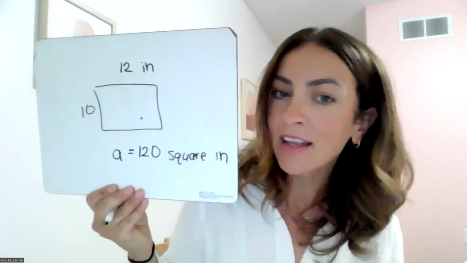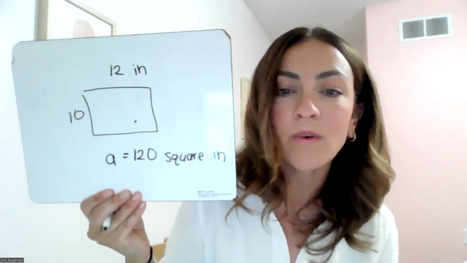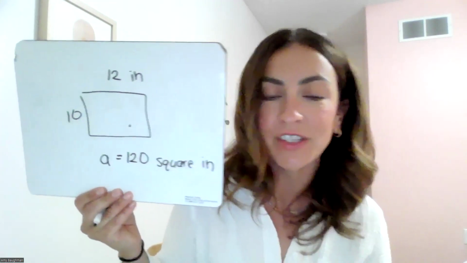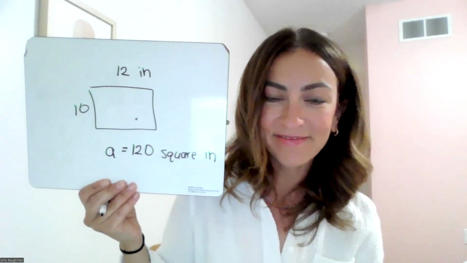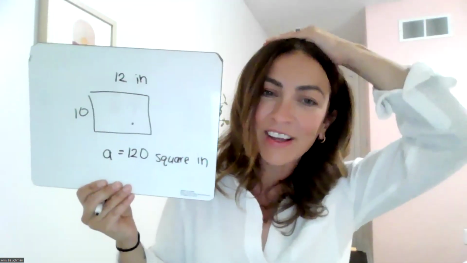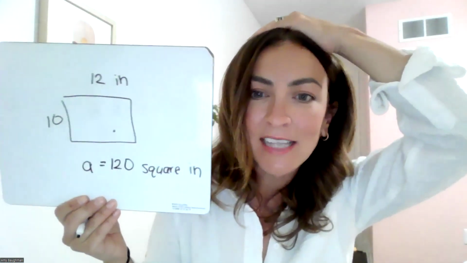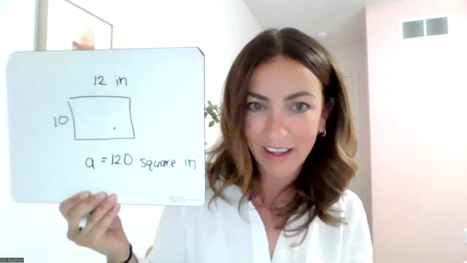All right, last one. Same dimensions. Now I have area equals 120 square inches. True, false. Very good. It is true. 10 times 12 equals 120.